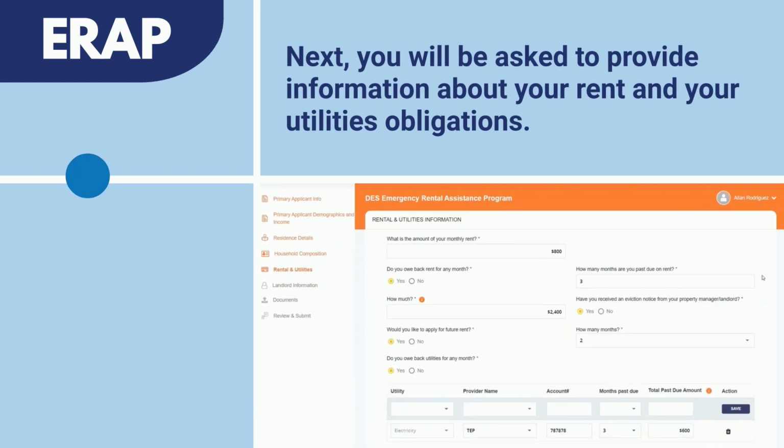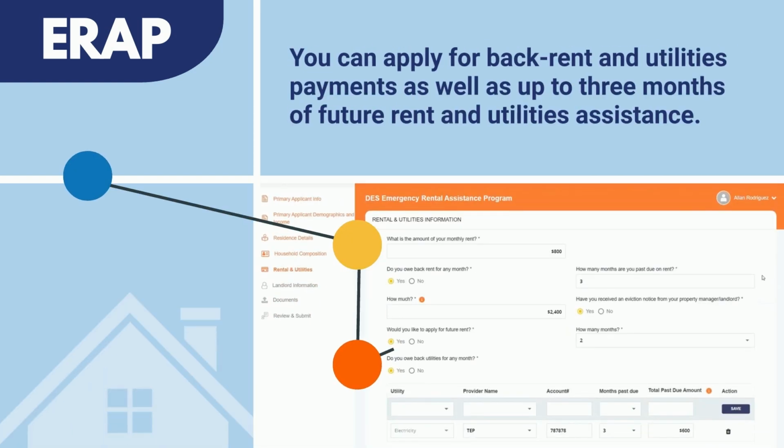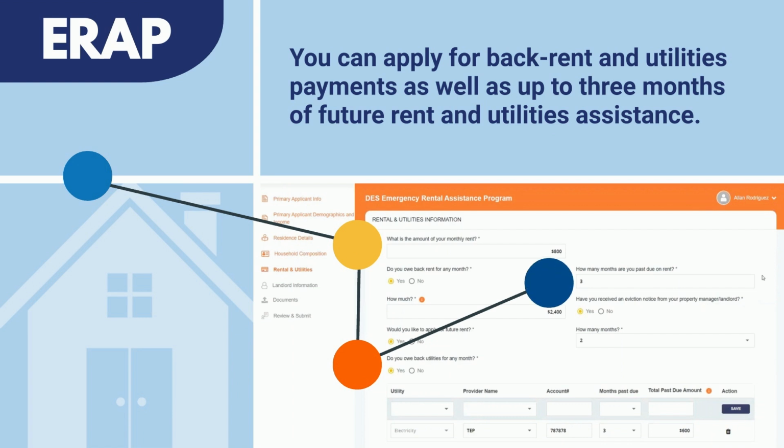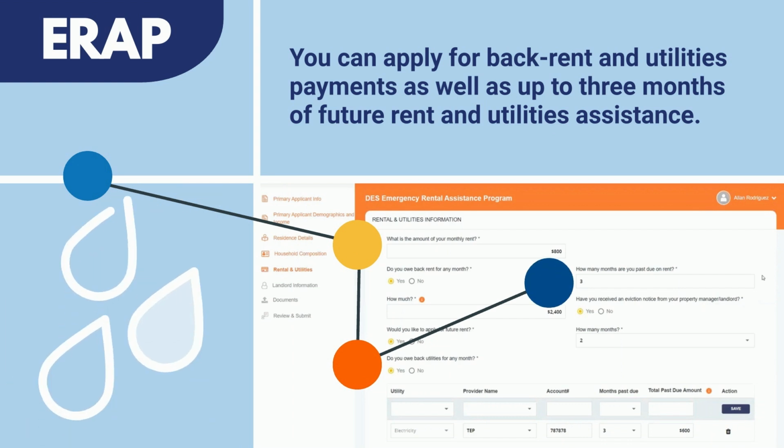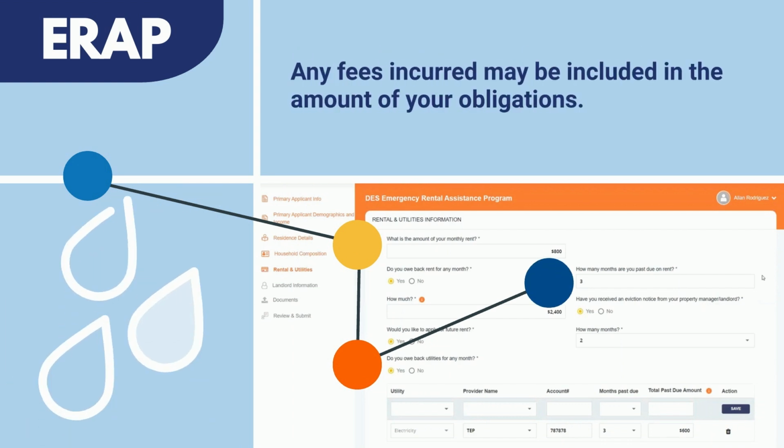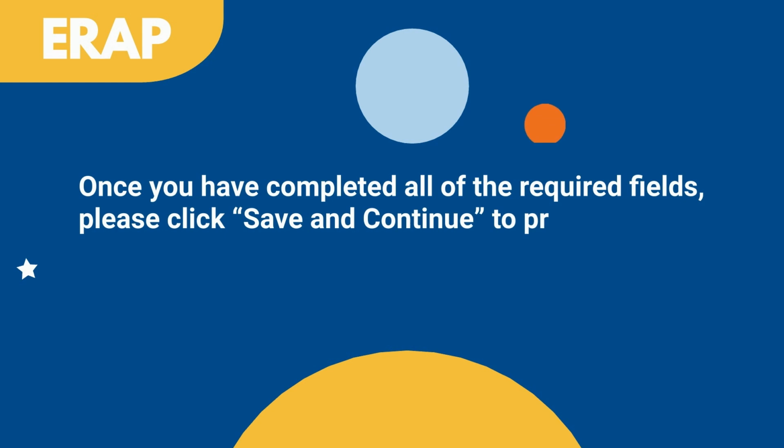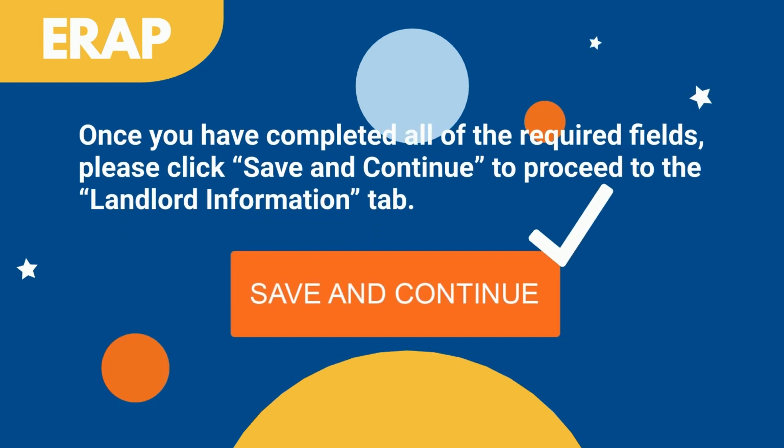Next, you will be asked to provide information about your rent and your utilities obligations. You can apply for back rent and utilities payments, as well as up to 3 months of future rent and utilities assistance. Any fees incurred may be included in the amount of your obligations. Once you've completed all of the required fields, please click Save and Continue to proceed to the Landlord Information tab.